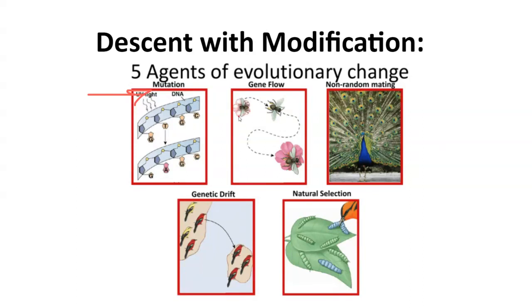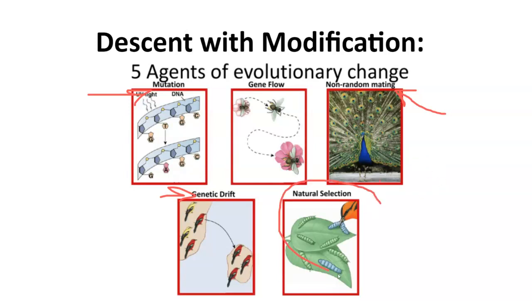Next is gene flow. This is the introduction of new genes to a species, usually through migration. We also have genetic drift, which is usually some sort of natural disaster that causes a bottlenecking or a founder's effect. Then we have non-random mating. We will be talking about that today, for instance, sexual selection, which means mate choice. That can have a huge impact on the phenotype of a population, so we'll be going over that.